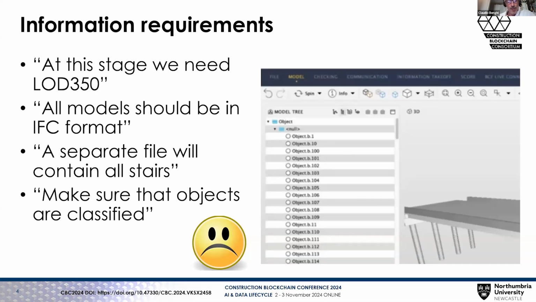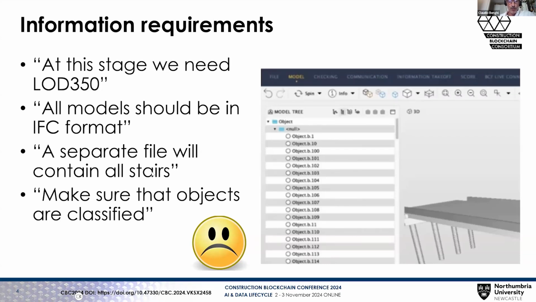Traditionally, some IDMs have stated their needs in sentences similar to the ones that we see here on the left. At this stage, we need LOD 350, whatever that means. All models should be in IFC format. Yes, but IFC formats are known to be conveying information in a completely messy way. No types, no metadata, no appropriate definition of properties.